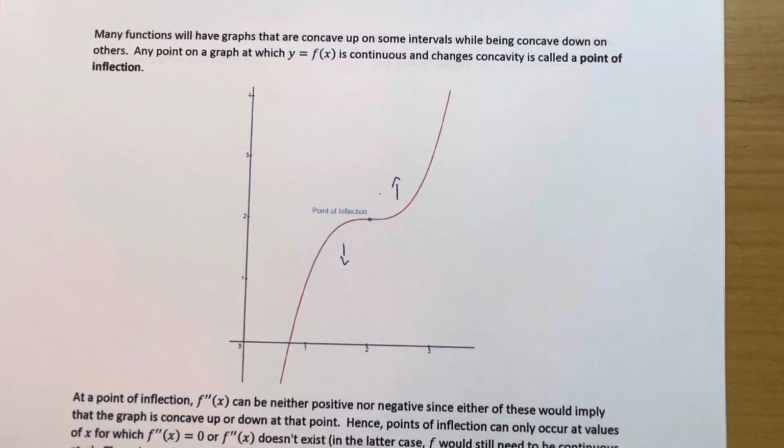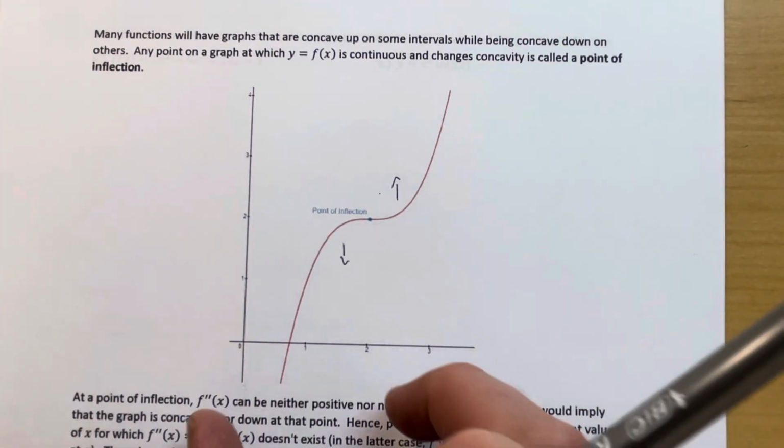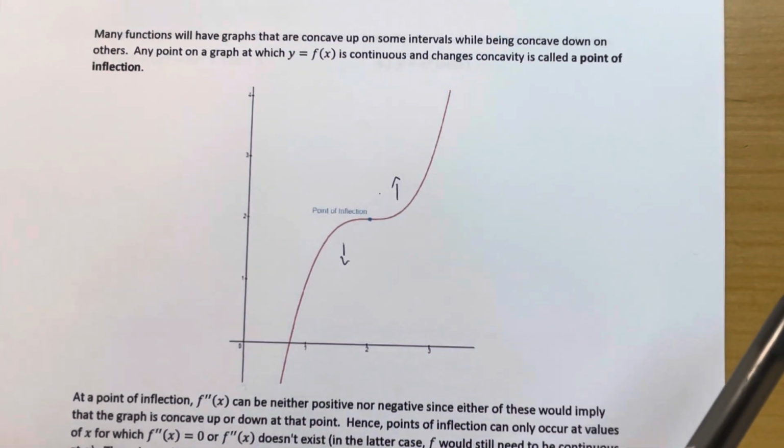So if that happens with the second derivative, that's potential for a point of inflection. Because points of inflection give us the places where concavity changes, one of the things we're going to do in this section is try to use those points of inflection to find intervals on which concavity is changing.